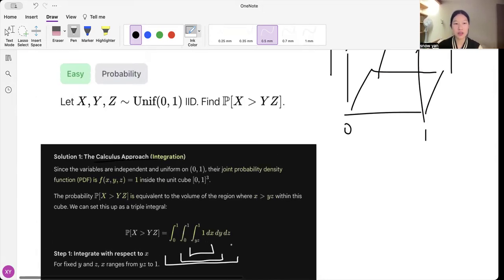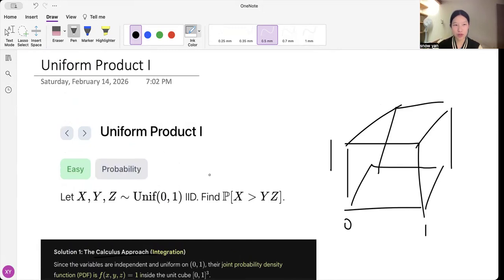So this is a pretty fun question. I'd say both methods work out quite well and it's definitely doable.